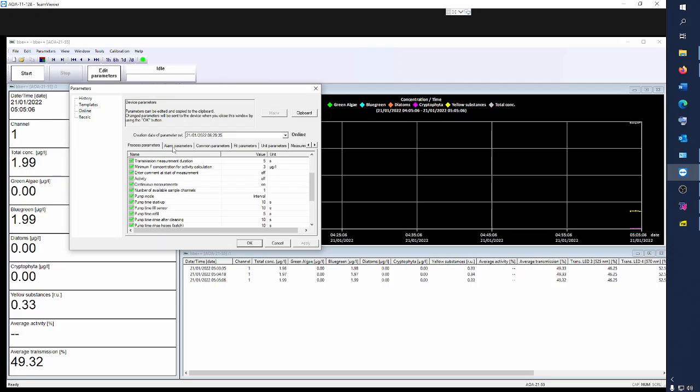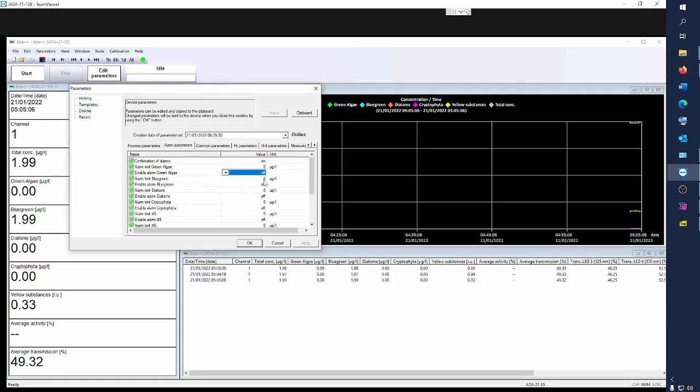The second parameter set is the alarm parameters. You can set alarms for the different algae or for the different measurements you have. For example, confirmation of the alarm means that if the alarm occurs, then you can say the alarm is away. Then you can set the alarm limit for green algae. For example, if the green algae concentration gets higher than 50 microgram per liter, and you say on, then there will be an alarm with the green algae.